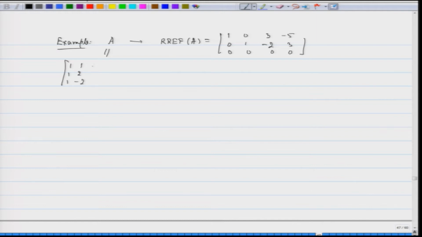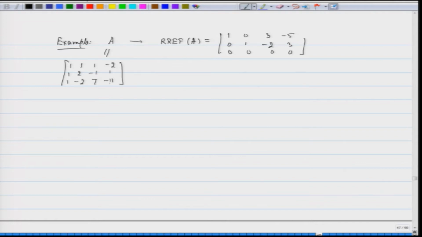So, we had looked at this example. Let us write that example again. All right. So, I had the matrix A. From there we had gone to RREF of A, and RREF of A was 1 0 3 minus 5, 0 1 minus 2 3. This was the RREF, and A was equal to 1 1 1 minus 2, 1 2 minus 2 1, 1 minus 1 7 minus 11.